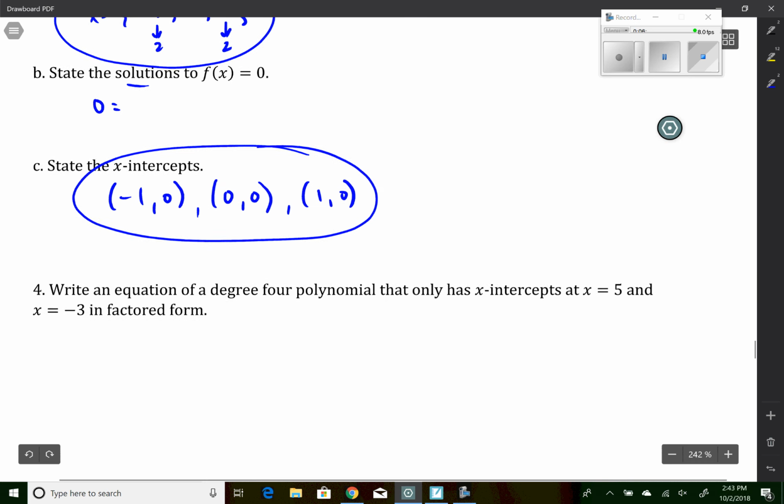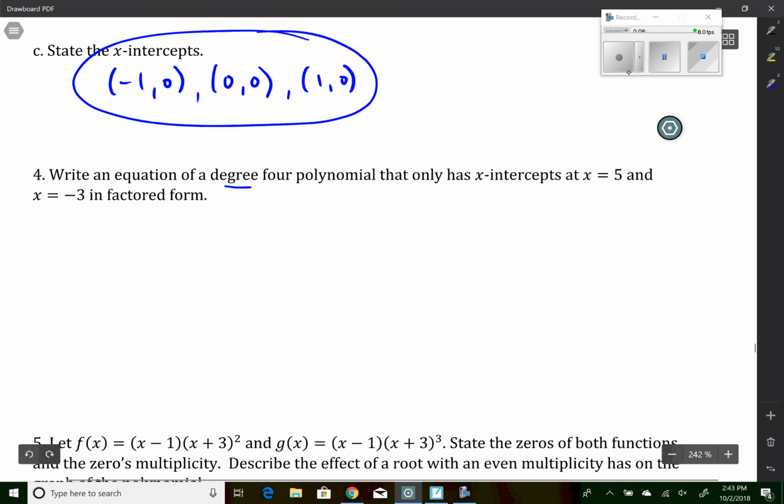Number 4 says write an equation that's a degree 4 polynomial, that's important, has one x-intercept at 5 and at -3. And we want this in factored form. So if it's a degree 4 polynomial, that means the multiplicities have to add up to 4. So if we write this as p of x is equal to, well, if one x-intercept is 5, I'm going to have x minus 5, and I'm going to put it to the second power. Same thing with x plus 3.